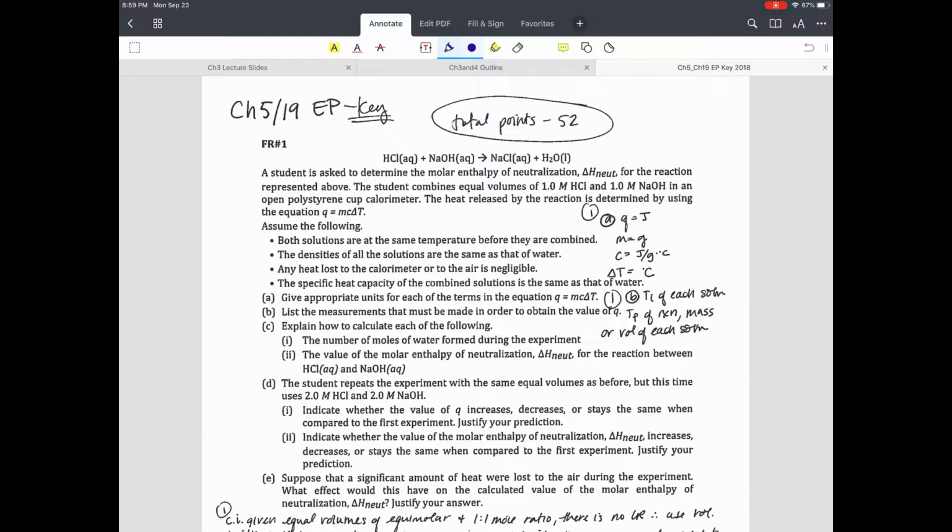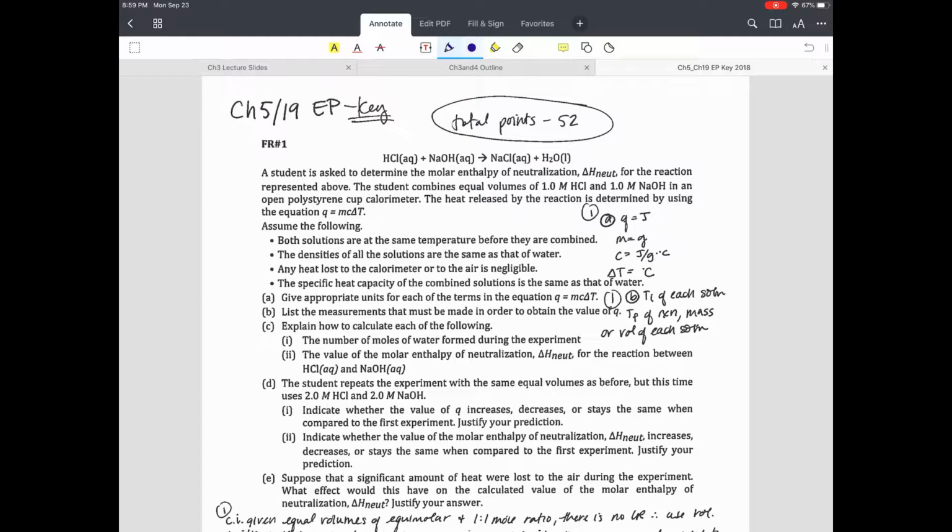Hello, AP Chemistry, and welcome to a quick overview of your guys' EPs, since everybody turned it in on the actual due date, which happens to be literally one day before your test. But I did want to highlight a couple of things that I noticed.